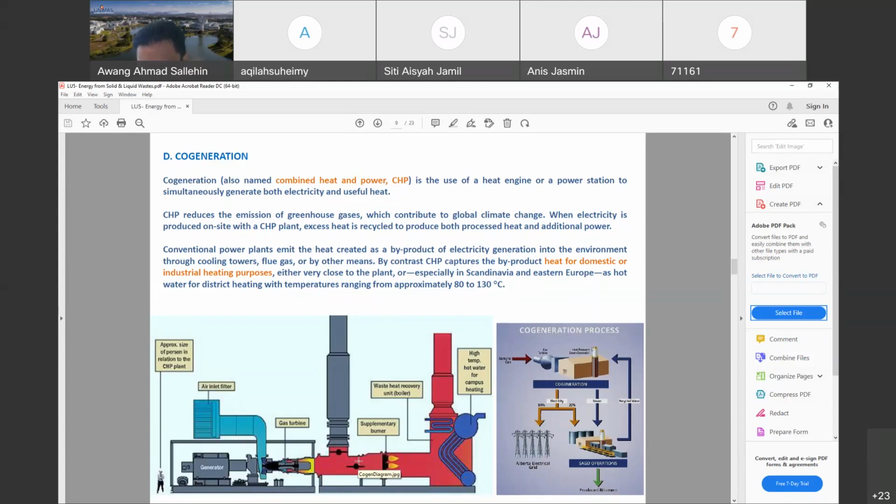Something interesting that you can look into: with the conventional method, the heat is released as the byproduct during electricity generation. But with cogeneration, the combined heat and power process, this will help to capture all the heat generated, and then this heat is channeled for domestic as well as industrial heating purposes, and for district heating, even with high temperature ranging from 80 to 130 degrees Celsius.